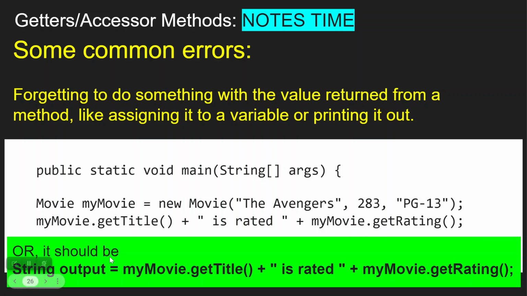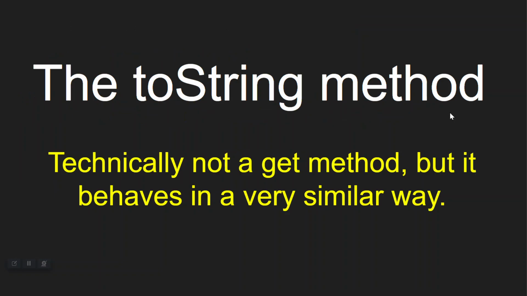You could also say String output equals myMovie.getTitle is rated myMovie.getRating, and then you could print the variable output, or you could do something else with the variable output. That would be another option. But it's important that when you're calling get methods, you actually do something with them. They are typically either in a print statement or being stored as a variable of some kind.